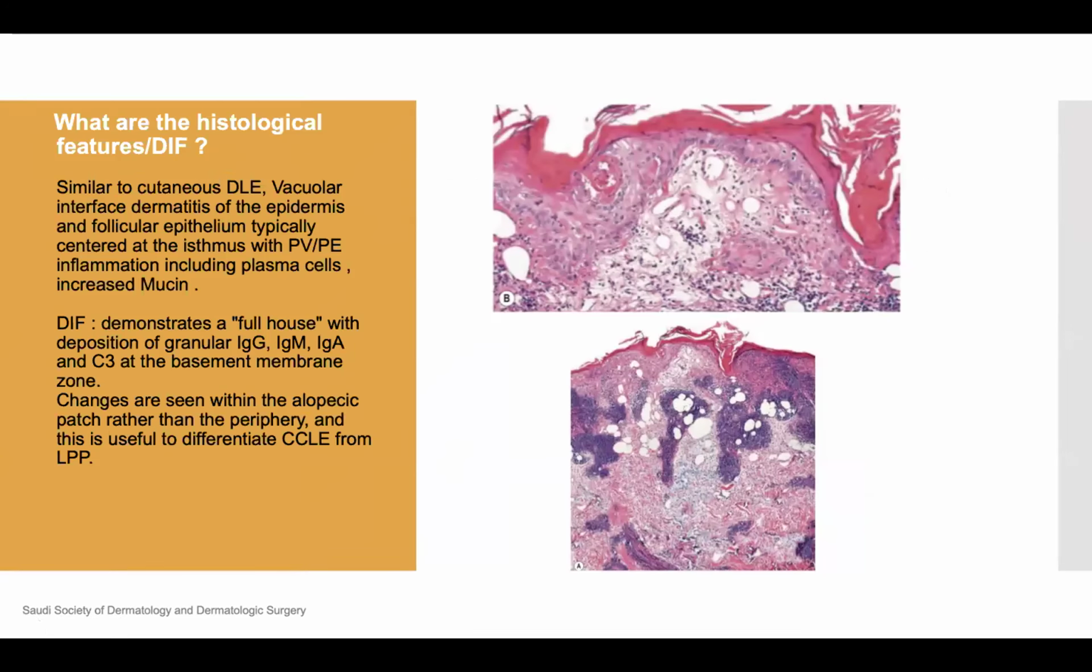The histopathological feature is very important to differentiate it from lichen planopilaris. As we can see, it's a vacuolar interface dermatitis of the epidermis and follicular epithelium centered around the infundibulum, with perivascular and periadnexal inflammation. We can find increased deposition of mucin and plasma cells. Regarding the DIF, what we found in lichen planopilaris was deposition of IgM. In DLE, it's a full-house deposition: IgM, IgG, IgA, and C3 at the basement membrane junction.